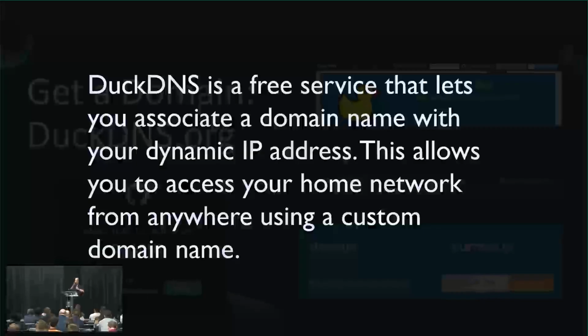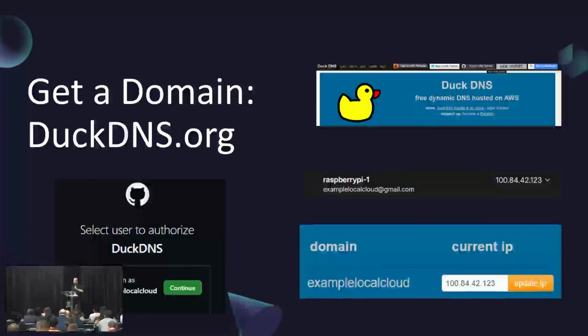DuckDNS will let you authenticate using that GitHub account you created and established, and then you can authenticate to their service with the token from having logged in. So you basically log into GitHub first, go to DuckDNS second, and then you can register your own. They're going to say, what name do you want? And you say, my example cloud, which is what I did for the demo, and that will be established.